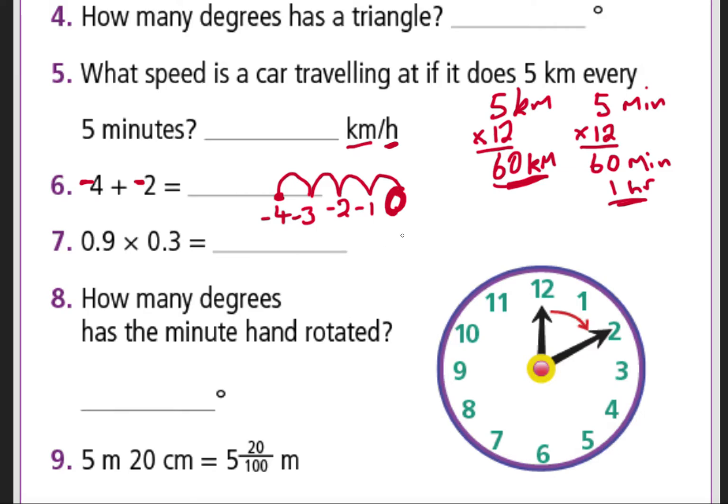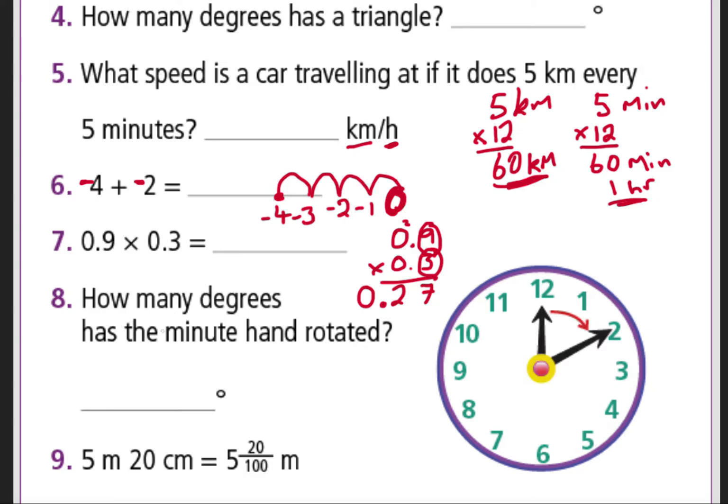Question 7, 0.9 on top, 0.3 on the bottom. We're multiplying. 3 nines is 27. Put down a 7, carry a 2. 3 zeros are nothing, and 2 is 2. And we count up how many numbers in our sum after a decimal. There's 2, so we count from the right hand side, 1, 2. That's our decimal, and we put a 0 in front to tidy it up.